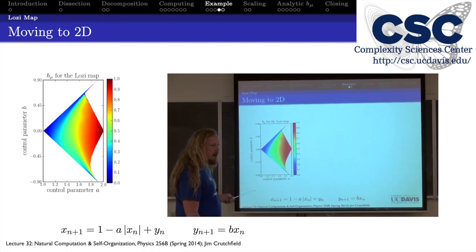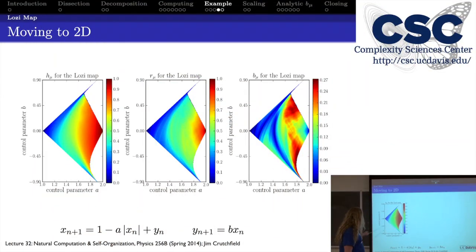It's very similar to the Hénon map. This is a linearized version of the Hénon map. Not completely linearized, but in the same sense that the tent map is a linear version of the logistic map, this is a linear version of the Hénon map. So we can play the same game, break it up into R mu and B mu, and we get these.